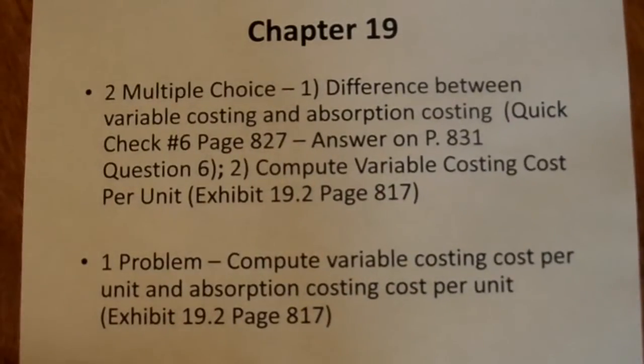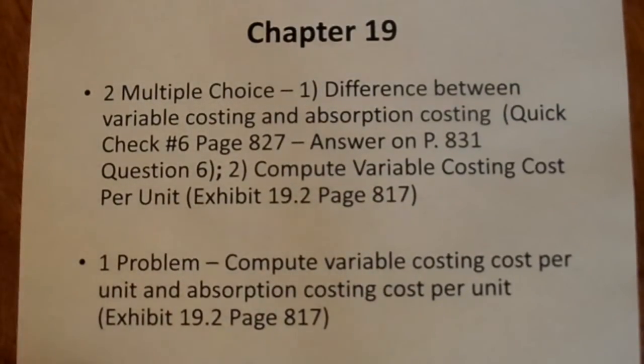Chapter 19, there are 2 multiple choice questions. The first, what's the difference between variable costing and absorption costing? And this is very similar to quick check number 6, page 827, and there the answer is provided on page 831.